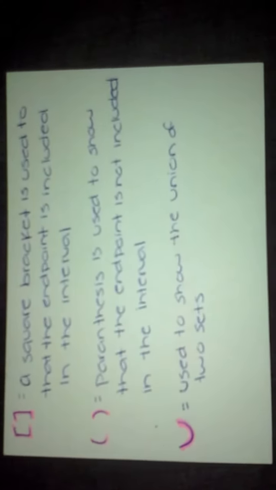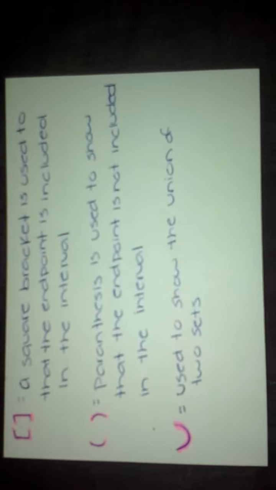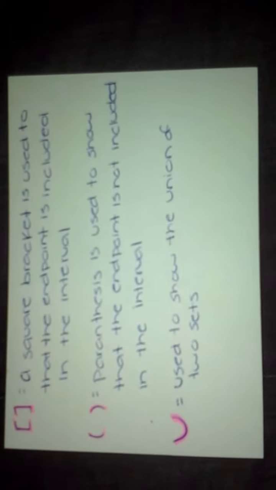And to find the interval notation, we need to know that a square bracket is used to show that the endpoint is included in the interval. Parentheses are used to show that the endpoint is not included in the interval. And the U symbol is used to show the union of two sets.